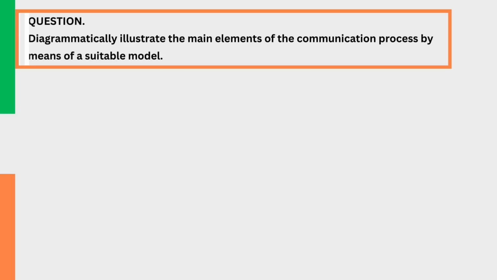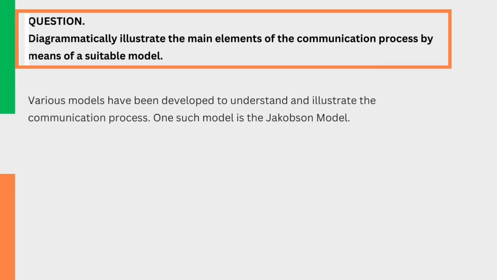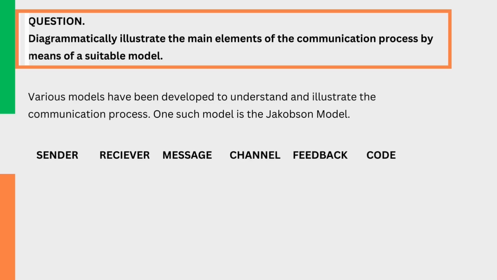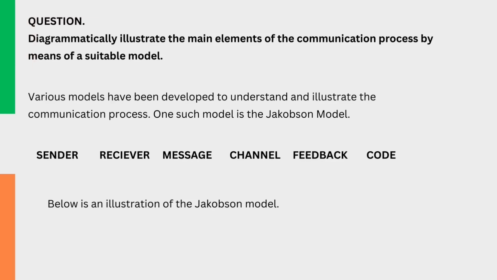Question. Diagrammatically illustrate the main elements of the communication process by means of a suitable model. Various models have been developed to understand and illustrate the communication process. One such model is the Jacobson model. It highlights distinct communication elements, namely, sender, receiver, message, channel, feedback, and the code, which facilitate effective communication exchanges. Below is an illustration of the Jacobson model.